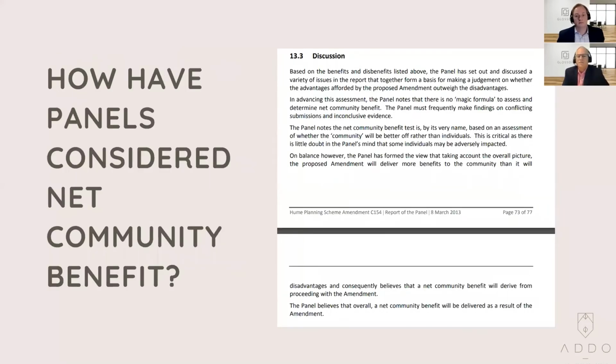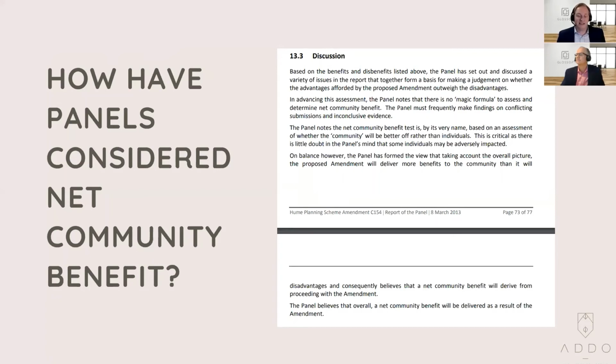Now, Matt, you're going to talk now about how panels have looked at net community benefit. Yeah, thanks, John. So John's touched on some key VCAT decisions around net community benefit and the Supreme Court decision in Rosen as well. I think it's also interesting to look at the way panels have considered net community benefit too. This is the panel report for Hume C154, and there were various submissions put to the panel around whether a net community benefit would be achieved by the planning scheme amendment or not. I don't want to dwell on the individual issues of this case, but more take the logic that follows from the panel around how you might consider net community benefit.